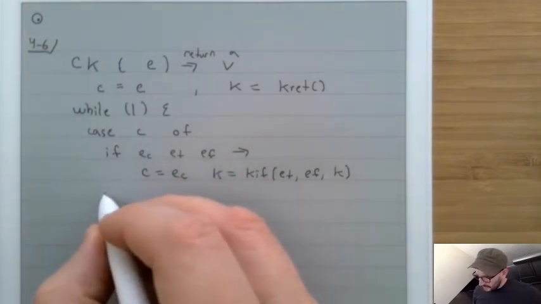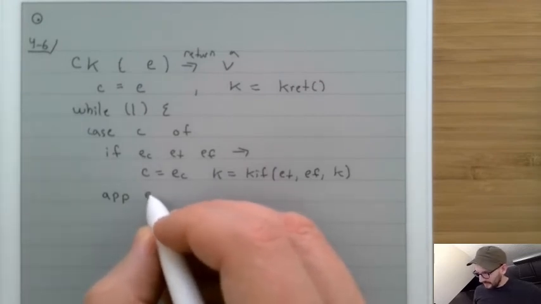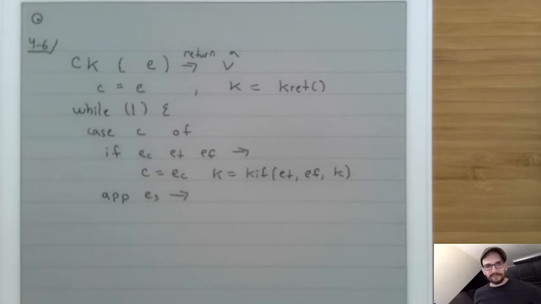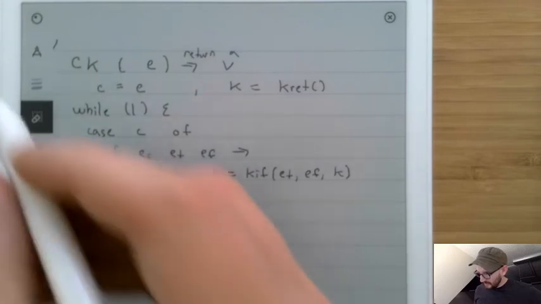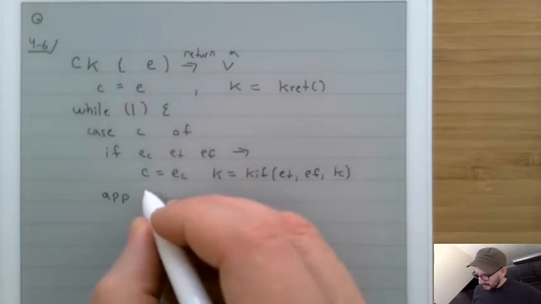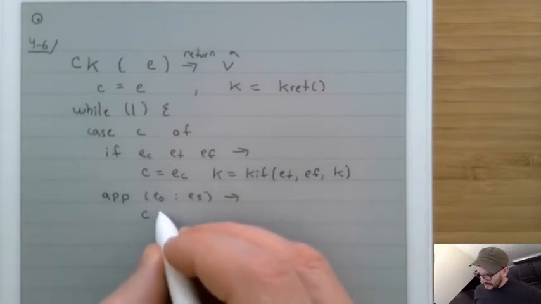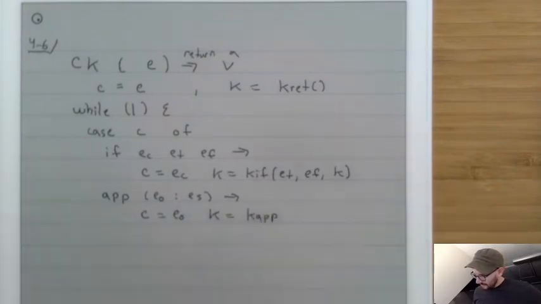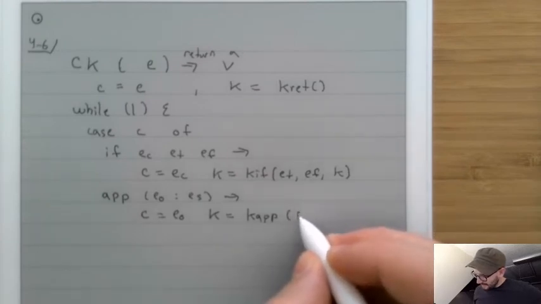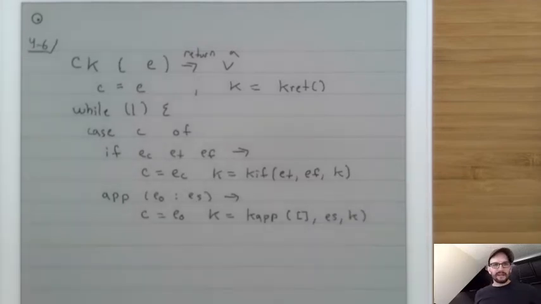And then if instead we got an application, and an application has a sequence of E's, that sequence of E's has an E0 at the top and then some more E's after it. Then C equals E0 and K equals K-app of the empty list, which we'll write as brackets, and then the E's, and then K. And if it's not an if and it's not an application, then it must be a value.